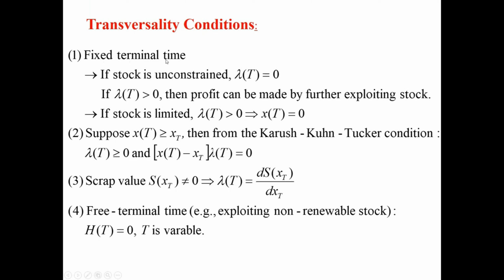If it's a fixed terminal time problem and the stock is unconstrained, in other words, there's no constraint on the stock at the end. For example, at the end you may have it that there are fish in the ocean, but it just simply doesn't pay to take more out. Well, then you find that lambda, the shadow price at the end of the time horizon, is equal to 0.